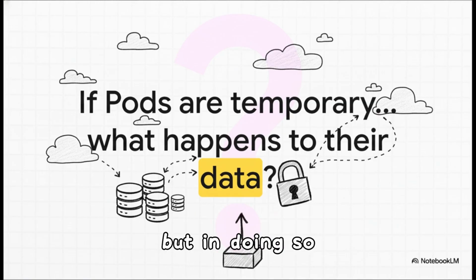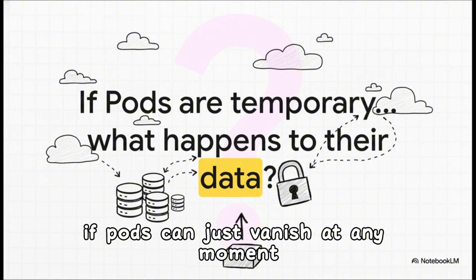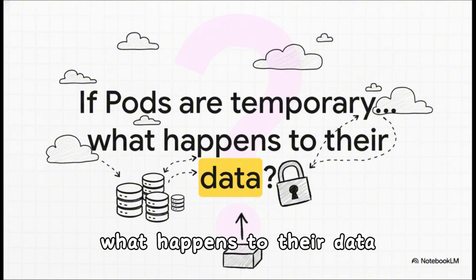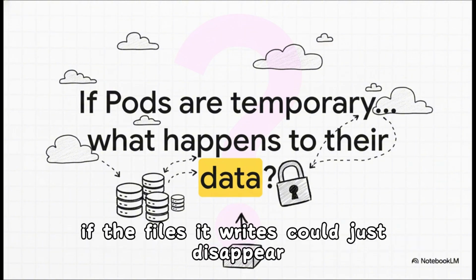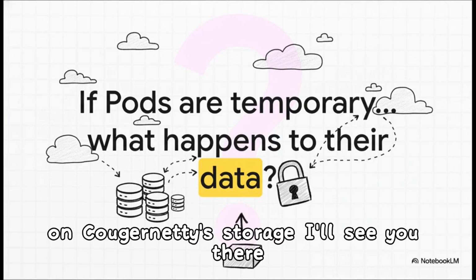Awesome. But in doing so, we've kind of stumbled into a brand new one. If pods can just vanish at any moment, what happens to their data? How can you possibly run a database if the files it writes could just disappear? Well, that's a story for our next explainer on Kubernetes storage. I'll see you there.